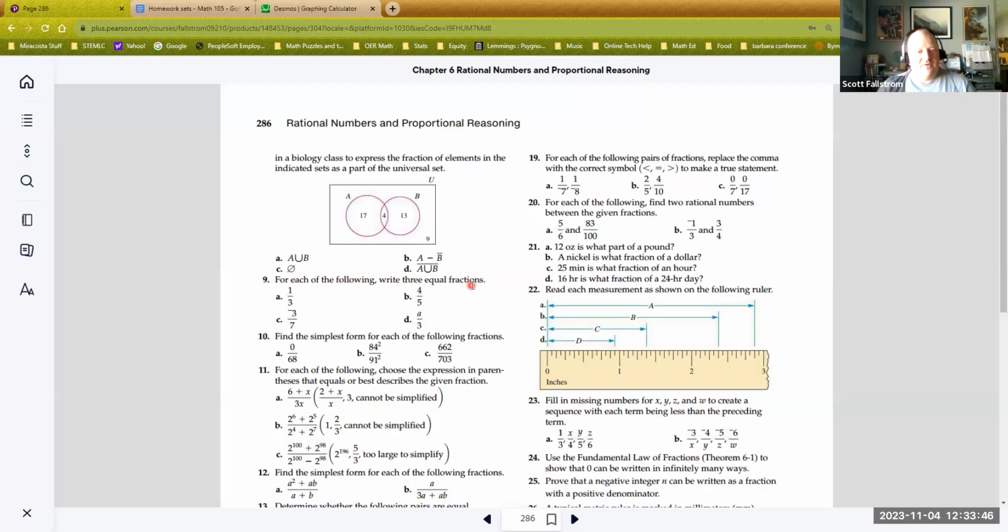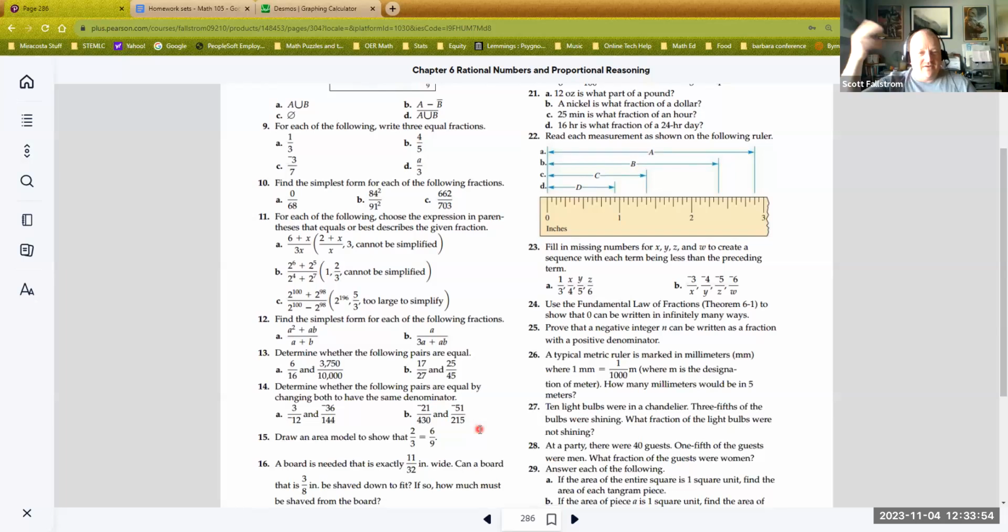For each of the following, write 3 equal fractions. Got to use that fluff. And then find the simplest form for each of the following fractions. Okay, again, fluff, but just going backwards. Find the best expression here.